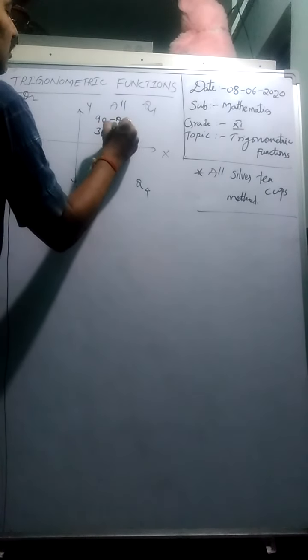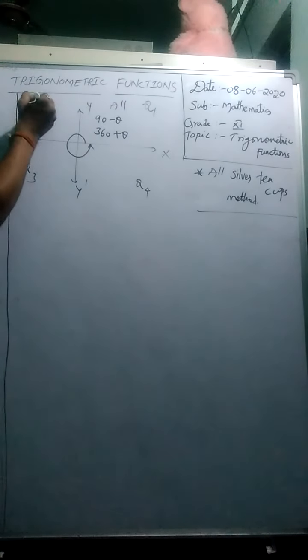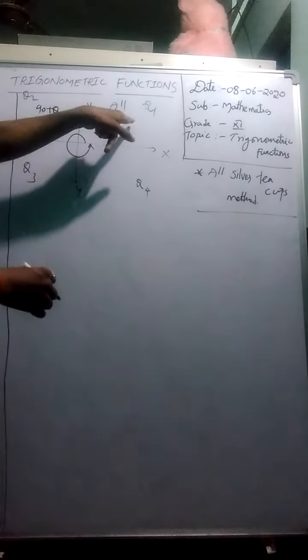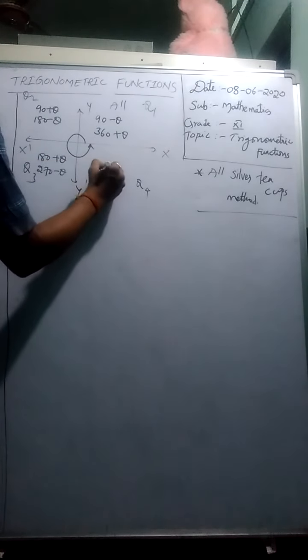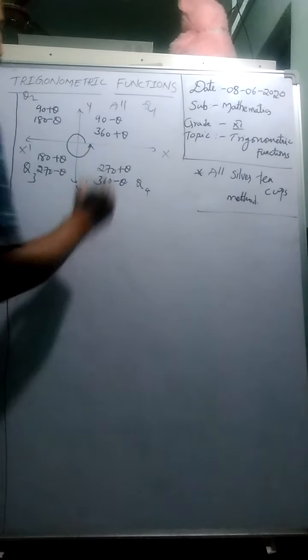360, 90 minus theta, 360 plus theta, because one complete rotation is completed. In the second quadrant, the angles will be in the form of 90 plus theta, 180 minus theta. Here, 90 minus theta, 360 plus theta belong to the first quadrant, and here 180 plus theta, 270 minus theta. In this fourth quadrant, it will be in the form of 270 plus theta, 360 minus theta.